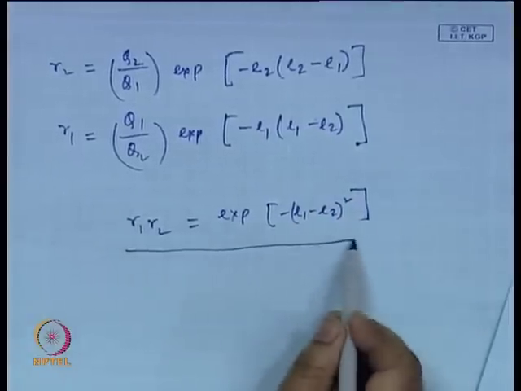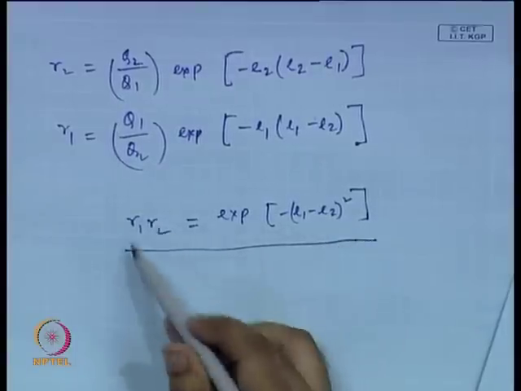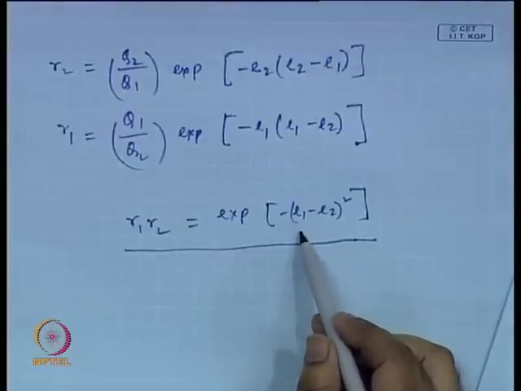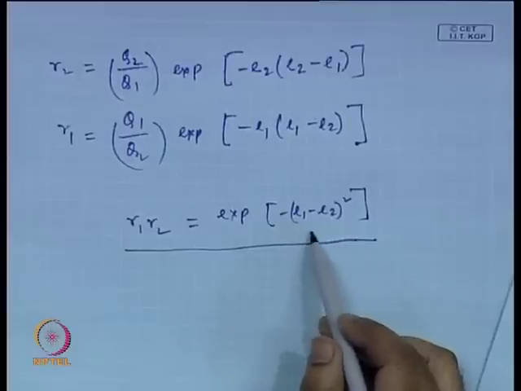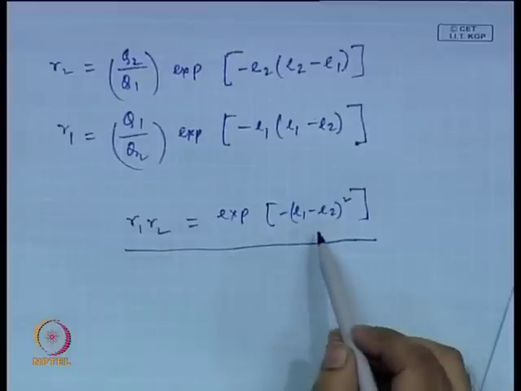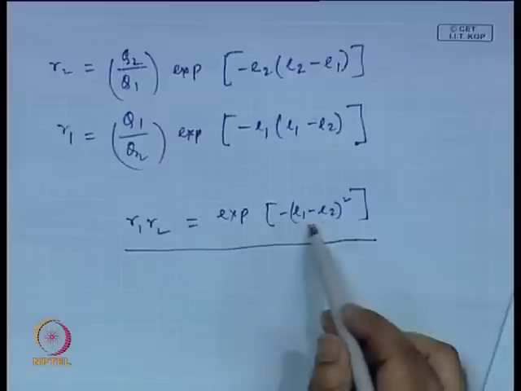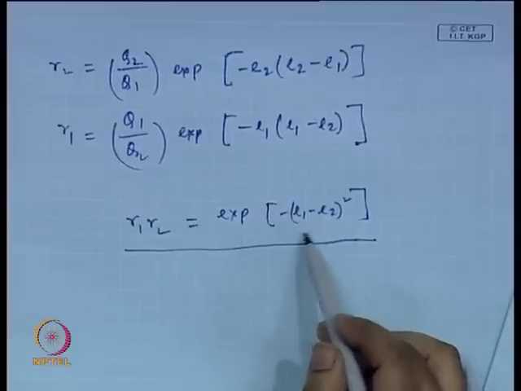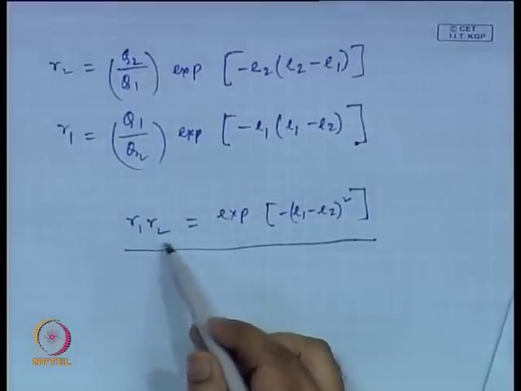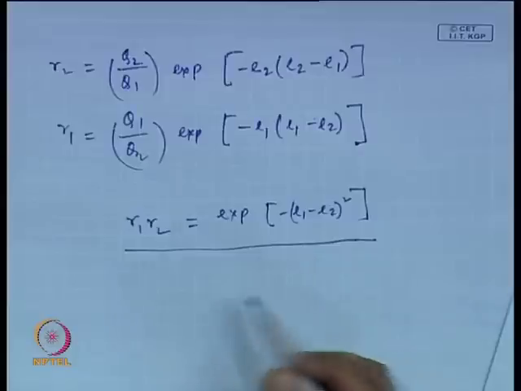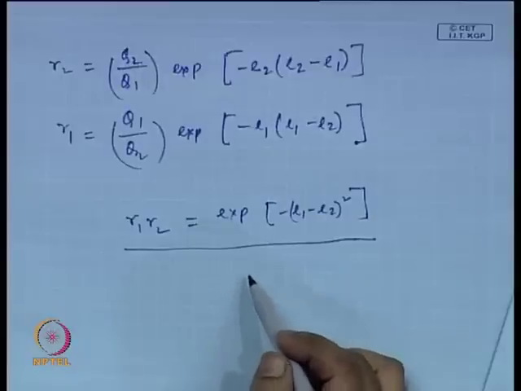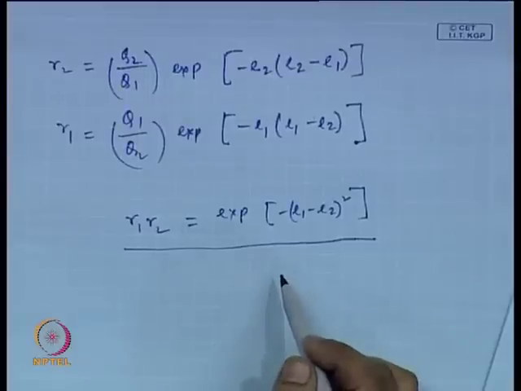Now, this expression is in sync with our understanding till now. If E1 is very close to E2, that means the electronic charges of the double bond in the monomers are very close, then obviously this will become close to 1 and we get a random copolymer. Now, if the double bonds of the two monomers have different electrostatic charge, what will happen? R1R2 will be close to 0. That means they will produce a copolymer which is closer to an alternating copolymer rather than a random copolymer.